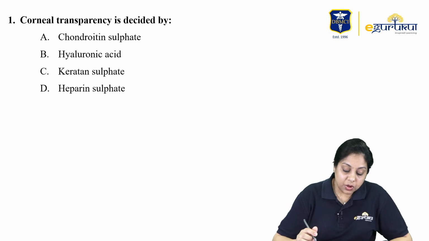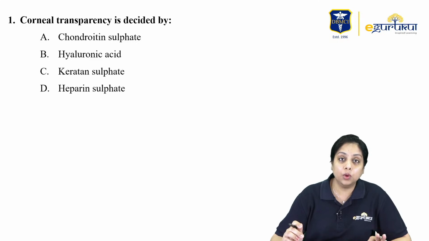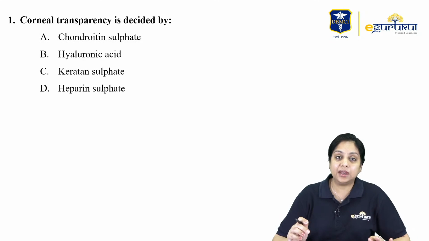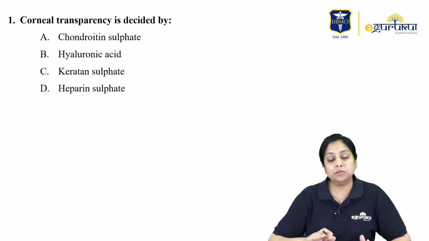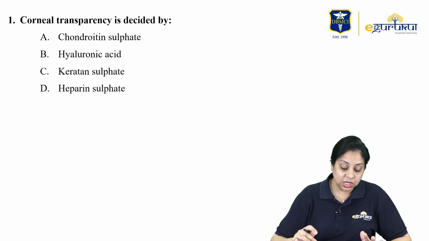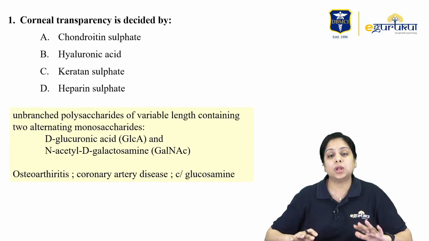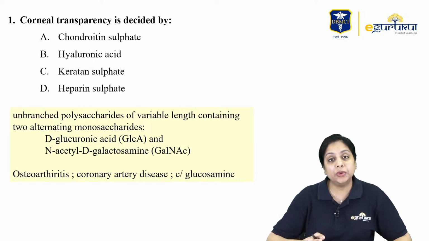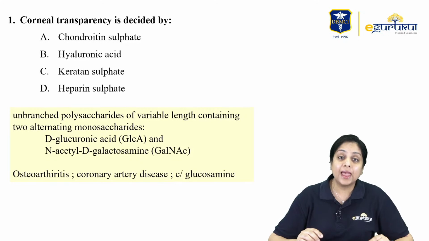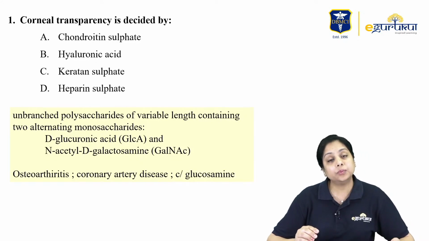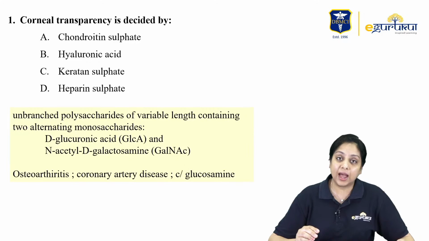There was this question about the corneal transparency, right? Corneal transparency is decided by who? The options are chondroitin sulfate, hyaluronic acid, keratan sulfate, heparan sulfate, or heparin. Sometimes they just may give you the heparin, right? So it is decided by whom? I take all of the options one by one, so that you know what could be the possible answer for this question, and also what the answer will be if the question is something else, or what the questions will be for the other choices that are given to you, that is B, C and D.